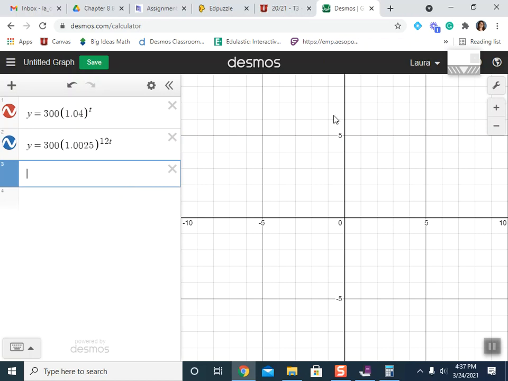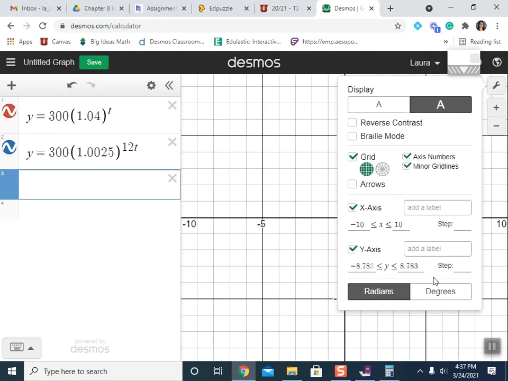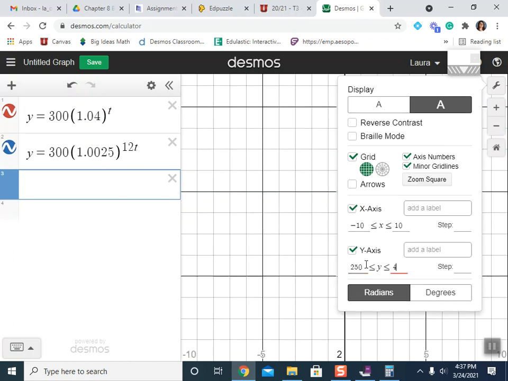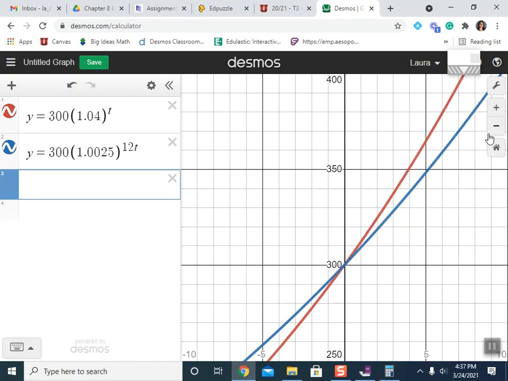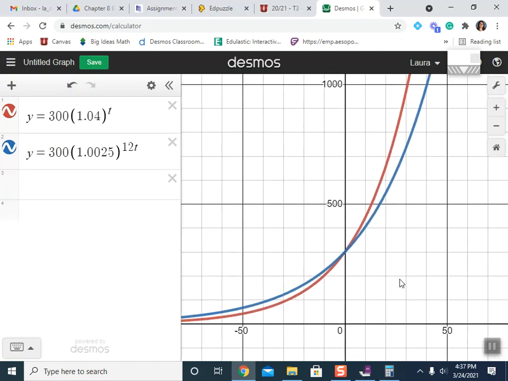Okay, question. Why is it that I do not see any of my functions? I hope that it's obvious to you, but my starting point, my y-intercept, is 300 for both of them. So there's no way that I'm going to see this right now. So I have to change my parameters here. Let's go from 250 to 400. That works. Zoom out a little bit. Here are my two functions. Okay? I can notice, first of all, that they start at the same spot. Right? I'm starting with the same amount of money in both places.